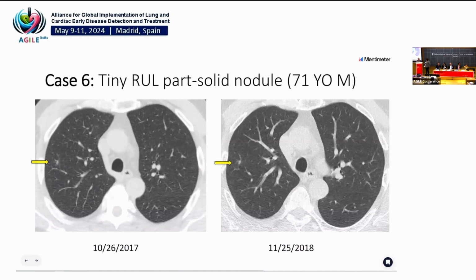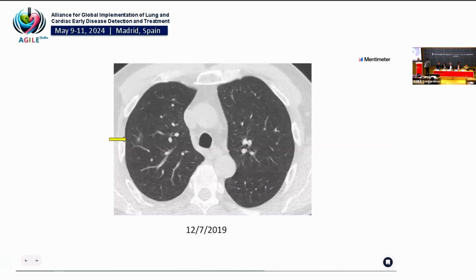So this is a 71-year-old past smoker, and he presented in 2017 with this lesion. This is 2018. And this is 2019. Now, he was followed, this is a case from Israel. He was followed at another institution. And the pulmonologist he was seeing said, you don't need to follow it anymore. But for some reason, he came back 4 years later.